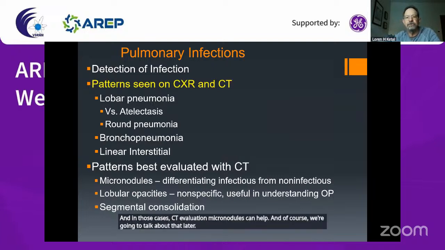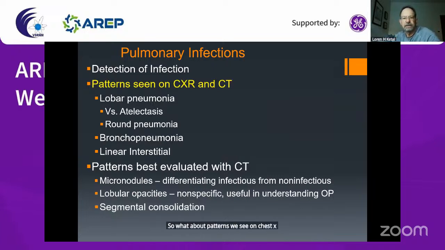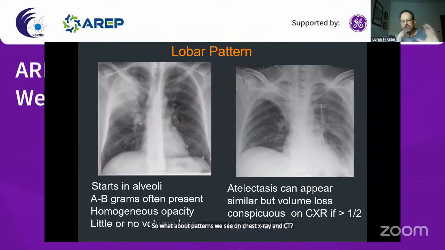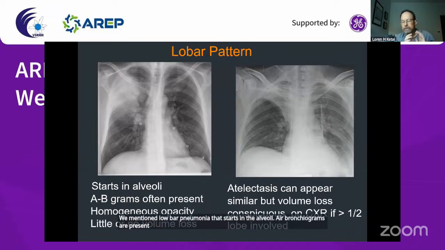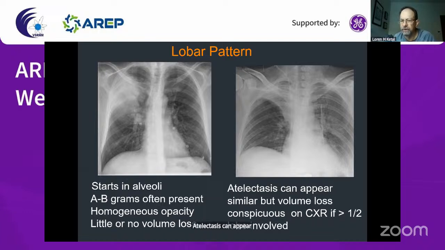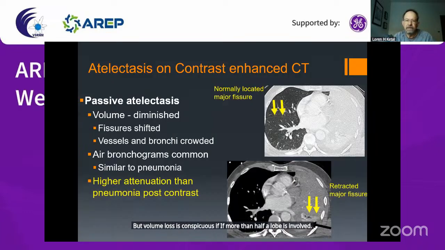So what about patterns we see on chest X-ray and CT? We mentioned lobar pneumonia. That starts in the alveoli. Air bronchograms are present. Often the opacities are homogeneous and there is little or no volume loss. Atelectasis can appear very similar as you see on the right, but volume loss is conspicuous if more than half a lobe is involved. So can CT help?